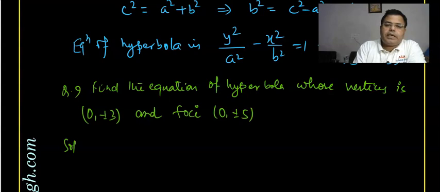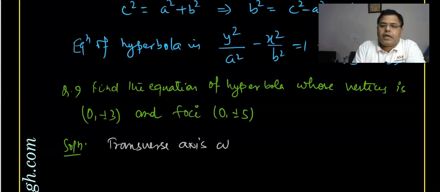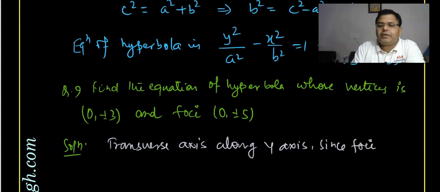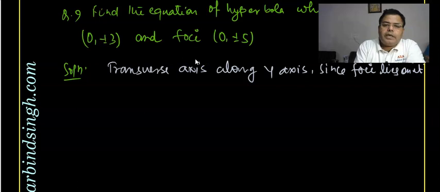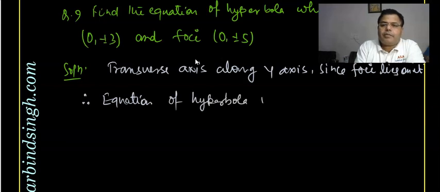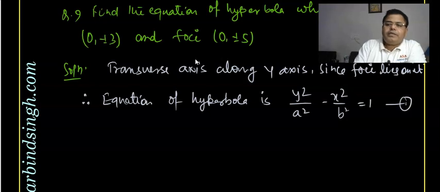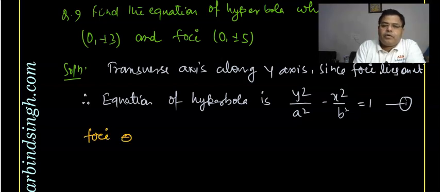Again here we can write the solution like this: since the foci lie on the y axis, the transverse axis is along the y axis, and therefore the equation of hyperbola is y square by a square minus x square by b square is equal to 1. This is the first equation. Now the foci are 0 comma plus minus c, that is 0 comma plus minus 5, which implies c is equal to 5.